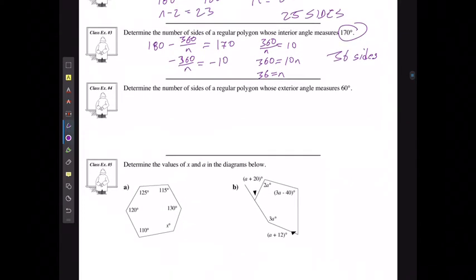All right. Determine the number of sides of a regular polygon whose exterior angle is 60 degrees. Well, we said that the exterior angle is going to be 360 over n. If that equals 60, this one's a little bit easier than the previous ones. I'm going to multiply both sides by n, and I'm going to divide both sides by 60 and say that 6 is equal to n. This one has 6 sides.